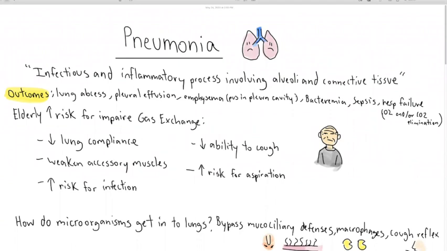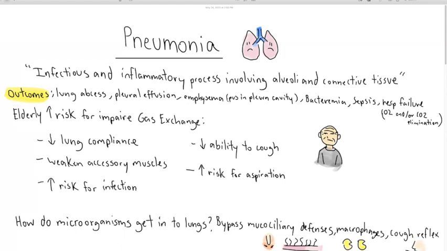Pneumonia is the infectious and inflammatory process involving the alveoli and connective tissue. It's an acute inflammation of the lung tissue in response to various microbes or inhaled or aspirated foreign substances. Some outcomes of pneumonia include lung abscess, pleural effusion, empyema, bacteremia, sepsis, and respiratory failure due to decreased oxygenation and or decreased ability to eliminate CO2.